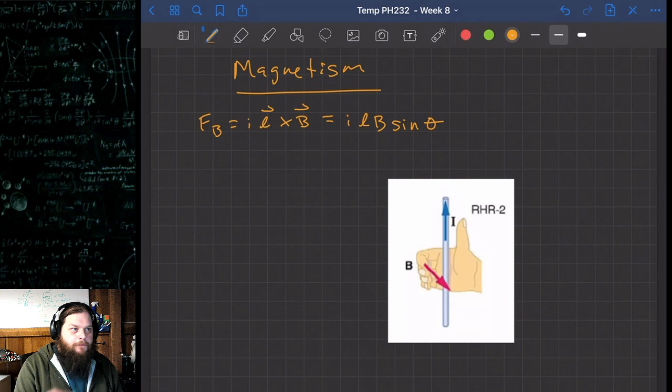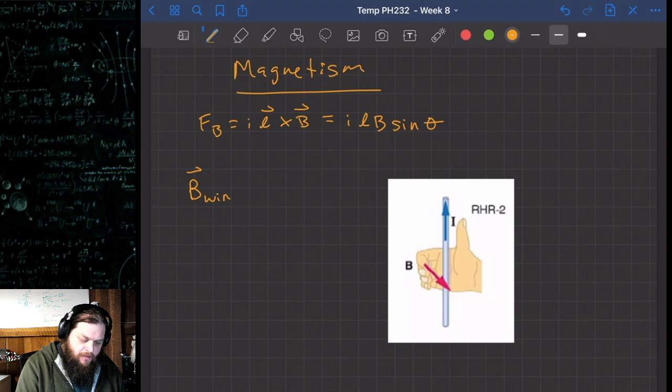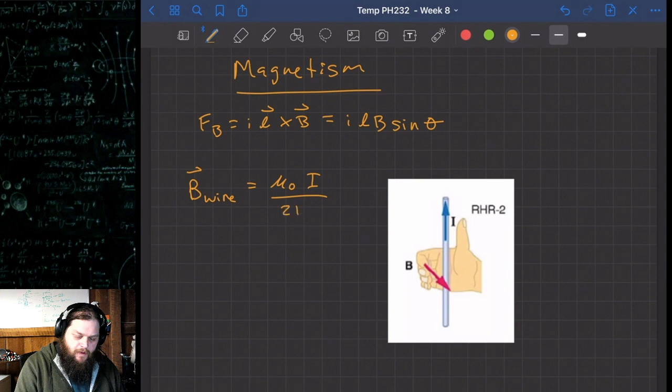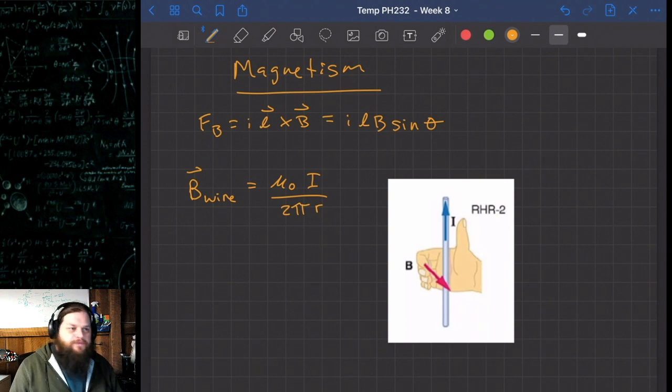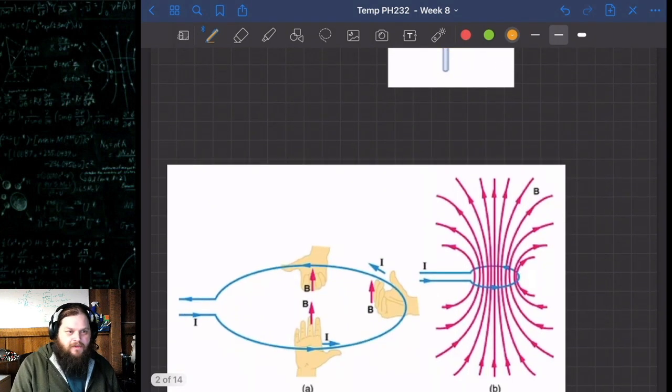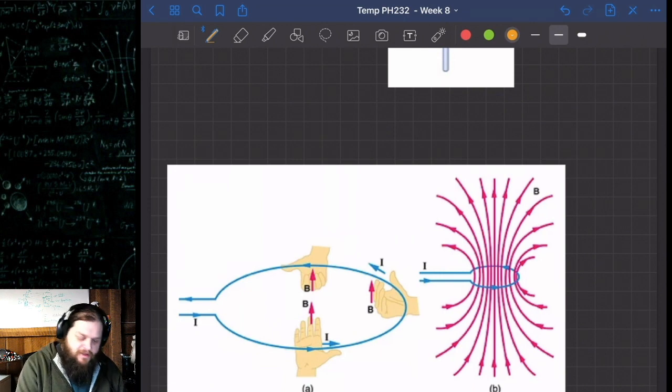We can talk about the magnetic field itself generated by this wire, which would be equal to mu naught, the permeability of free space, times I divided by 2 pi r, where r is really just the distance away from that wire that we are. And that could be the distance in any direction perpendicular to it. So that's a lot of what we talked about last week. This week we're going to talk a little bit about that some more, but we're also going to get into magnetic fields created by current carrying loops. So this is a similar idea.